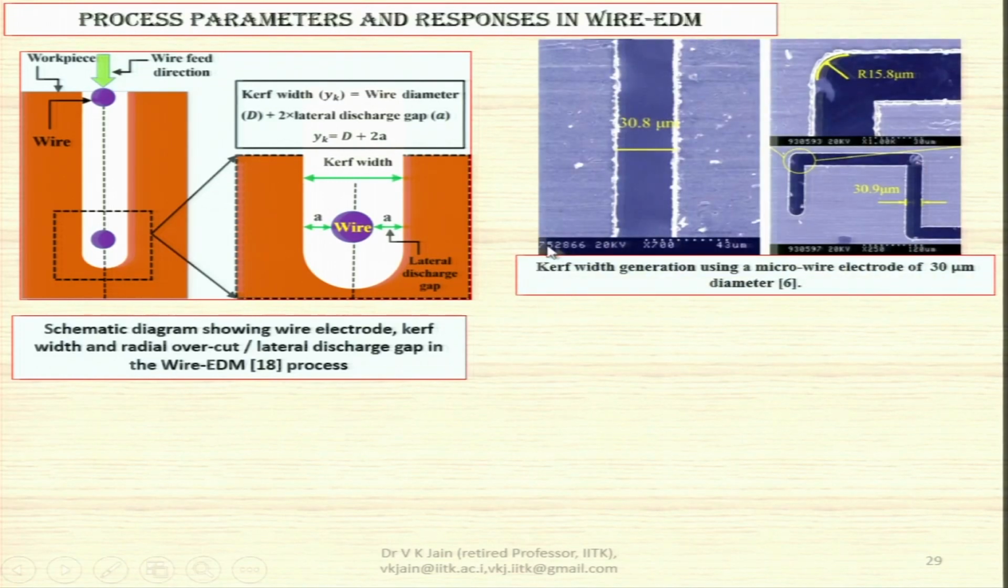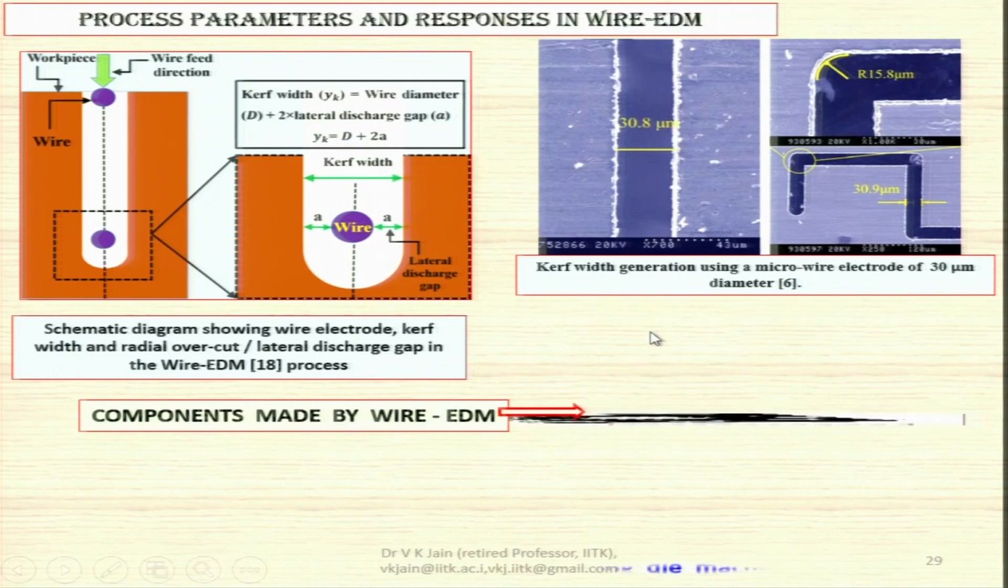You can see another picture where this kerf is shown over here, and it is quite rough. Kerf size is 30.8 micron, and wire diameter is 30 microns. So you can see the kerf width is also always larger than the diameter of the wire, and this is natural.